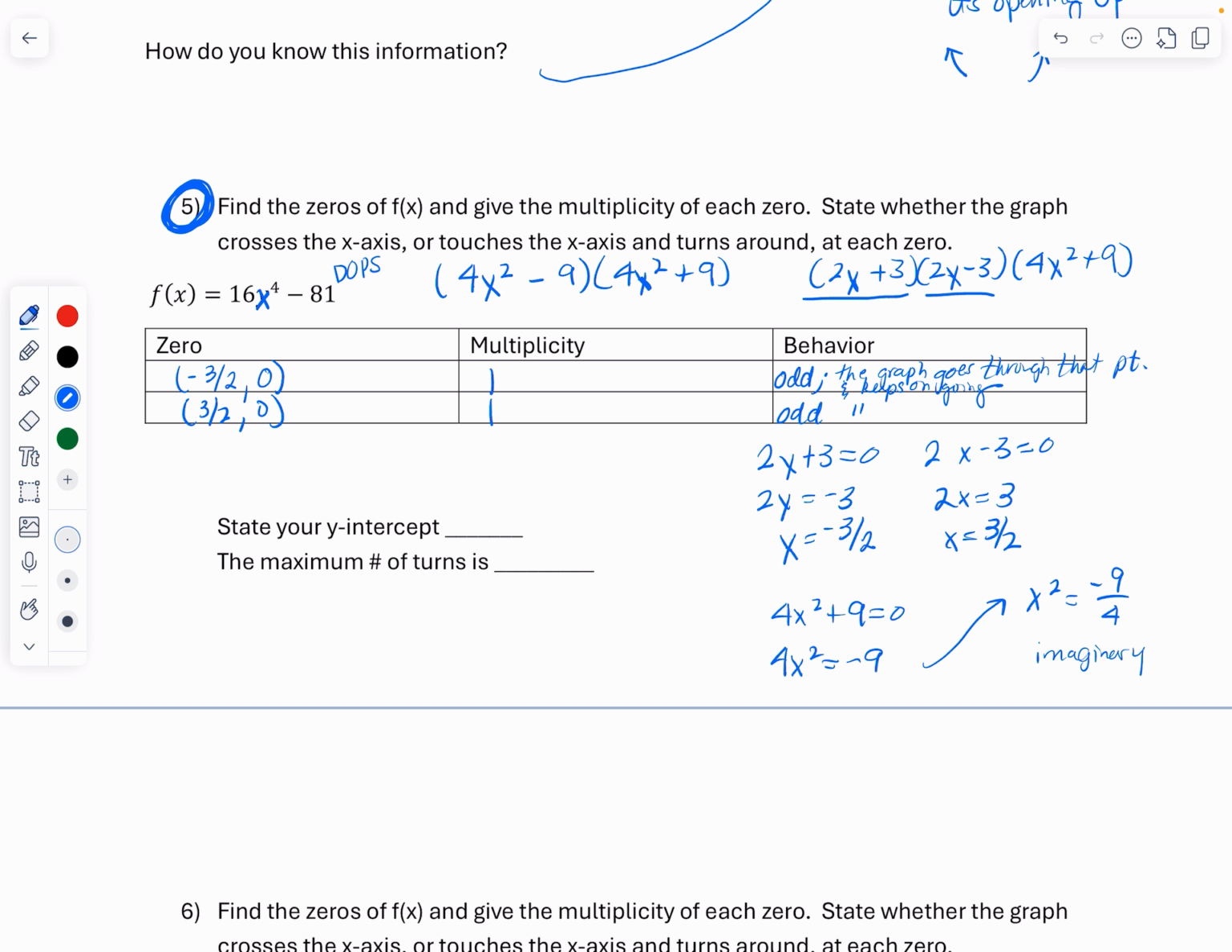State my y-intercept. I'm going to let x equal 0 for my y-intercept. So this becomes 16 times 0 to the 4th power minus 81, and that equals negative 81. So my y-intercept is 0, comma, negative 81. What's the maximum number of turns? To figure that out, you take the highest power of the polynomial, which is 4, and subtract 1 from it. So the equation is n minus 1. So the maximum number of turns is 3 for this equation.